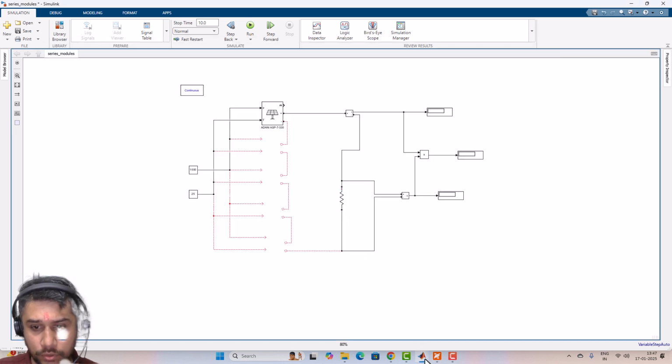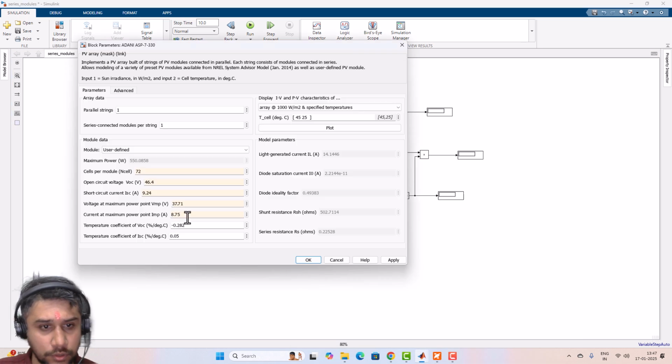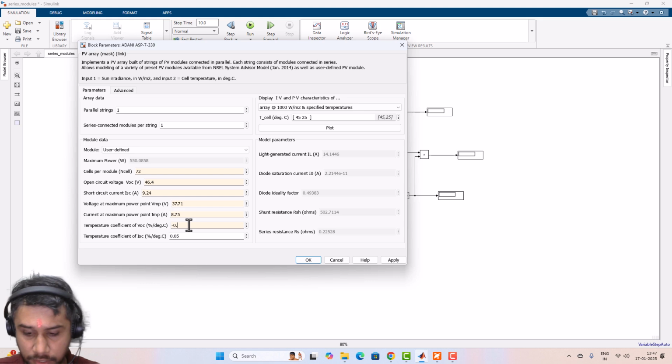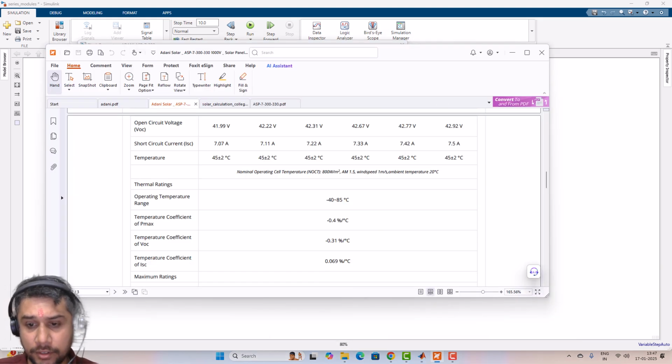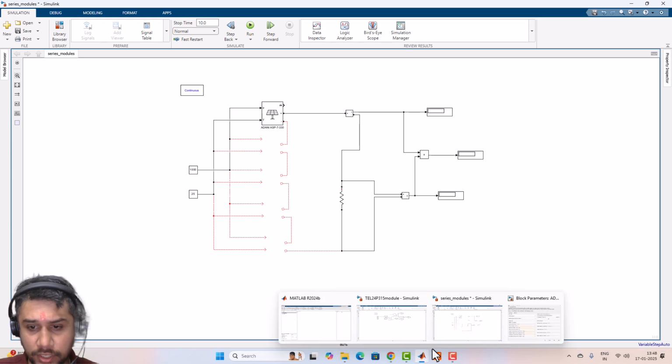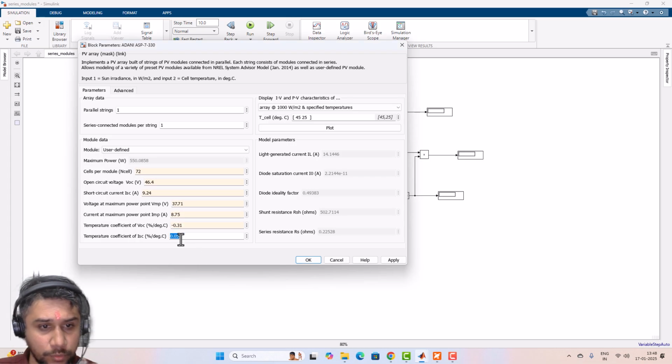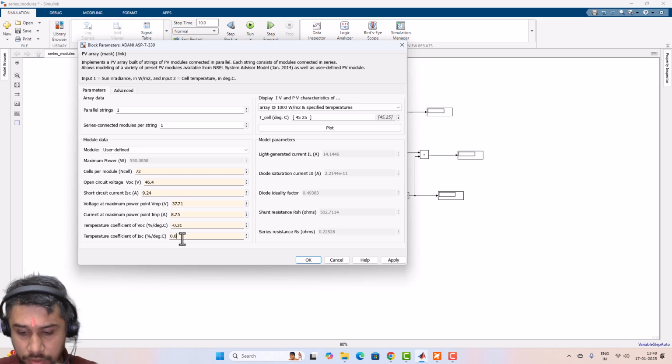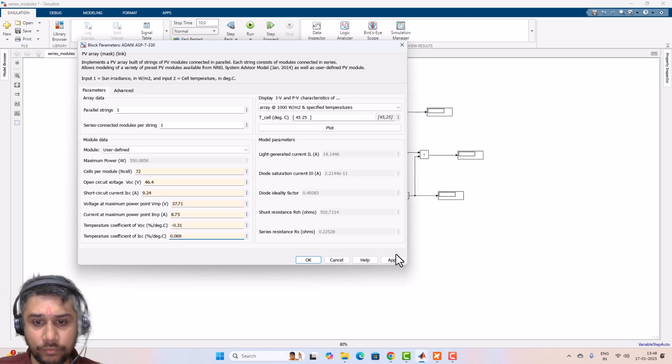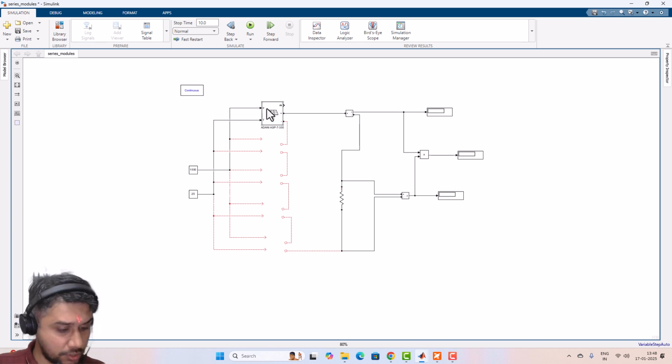So minus 0.31, and for current it is 0.069. Apply and OK. I am now just simply copying it with Control C, Control V.